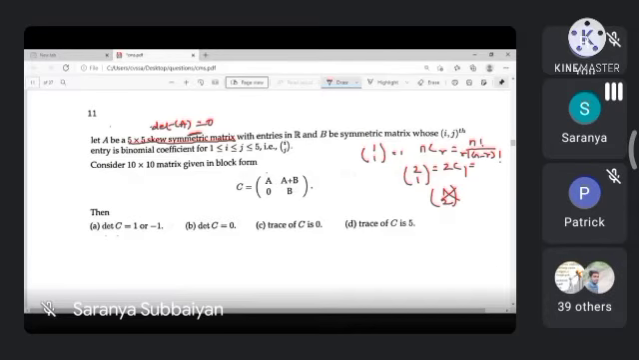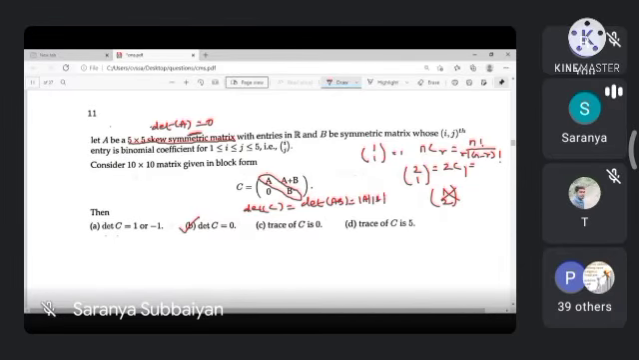Correct. Upper triangular matrix, so the determinant is the product of the diagonal elements, right? So the determinant of A is 0, and 0 into whatever the value, what will happen? Determinant of C is equal to 0. So determinant of C is equal to determinant of AB, which means determinant of A times determinant of B, 0 into determinant of B is equal to 0. So this option is wrong.